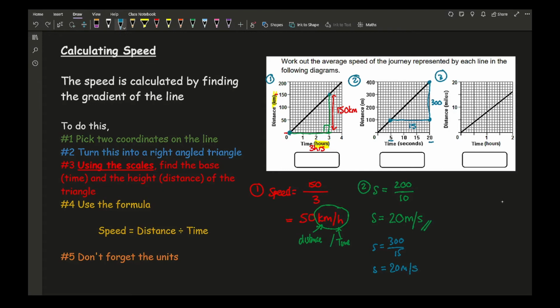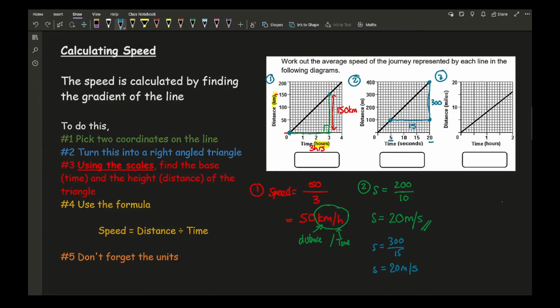So you can see that it doesn't matter how big your triangle is or how small your triangle is, because you're using the same line as the diagonal on your triangle, you will always get the same answer. So again, try and go for as big as possible, but make sure your points are on the line that you're actually wanting to find.